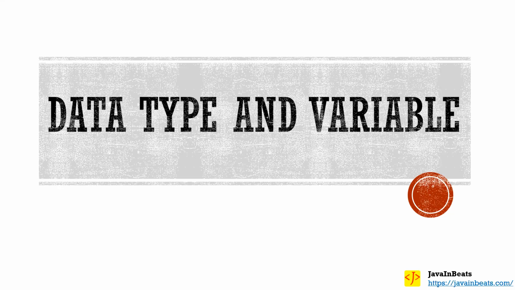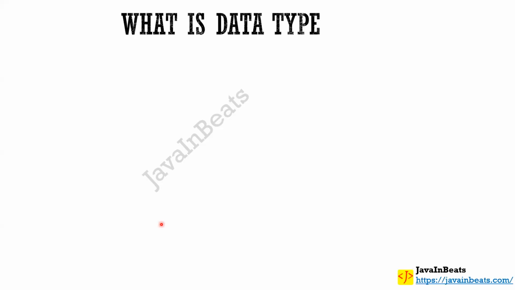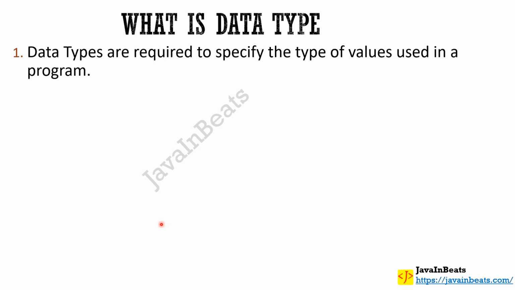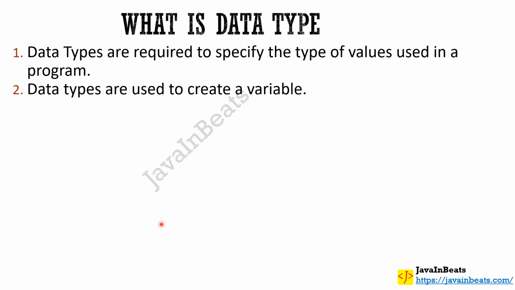In this session, we are going to discuss data type and variable. Let's understand data type first. What is data type? Data types are required to specify the type of value used in a program. Data types are used to create variables.